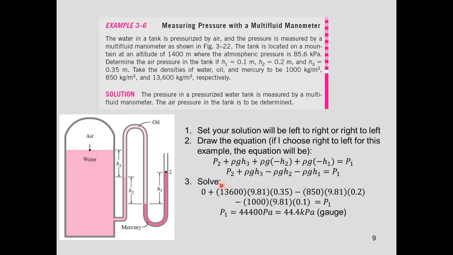The third step is solving this equation. You know that P2 is equal to 0, if I choose to solve for the gauge pressure, since it is open to the atmosphere. So P gauge is 0, plus the density of mercury, 13,600 times 9.81 for gravity, and h3 is 0.35, minus 850 times 9.81 times 0.2, where 0.2 is h2, minus 1,000, the density of water, times 9.81 times 0.1, where 0.1 is h1, equal to P1. So we got P1 equal to 44,400 Pascal.